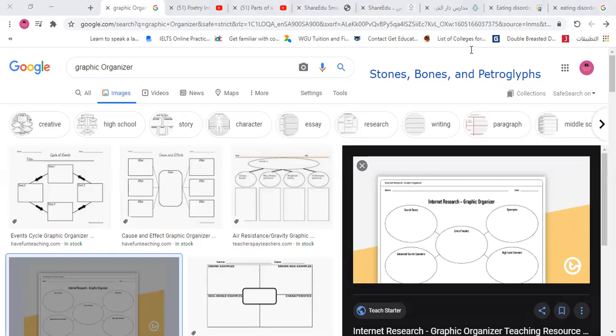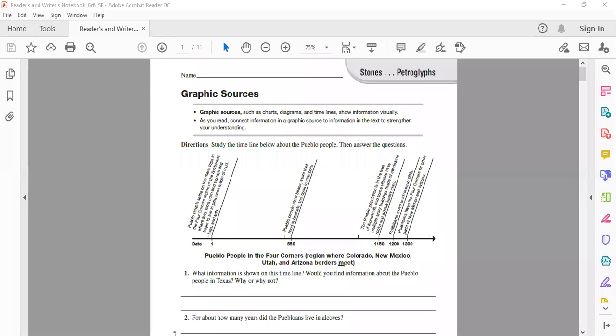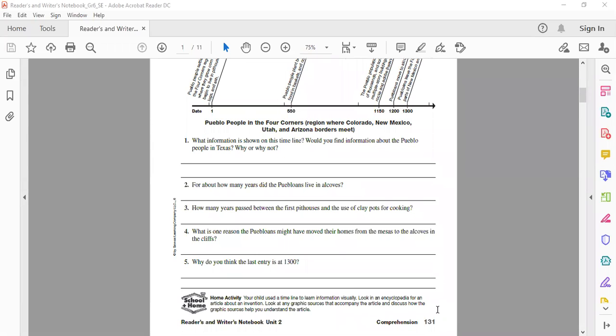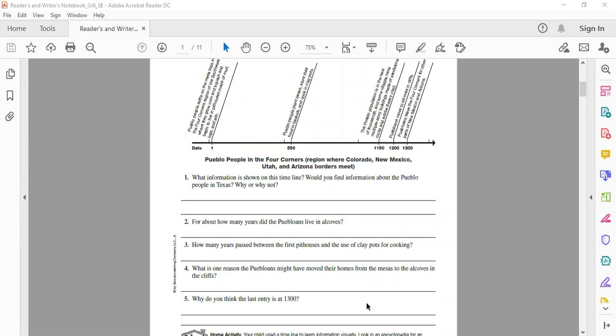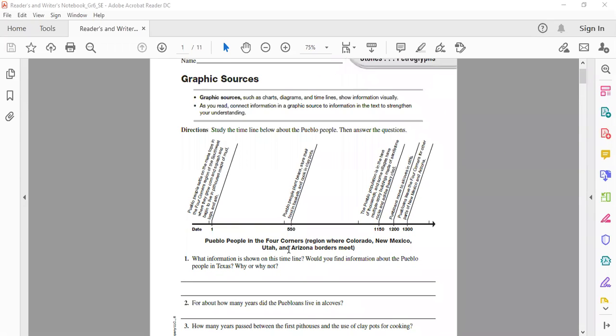Okay, I want you right now to open your books to page 131 and look at this page right here and this shape. Can you see it with me? Yeah, 131, this is the page. Okay, this shape right here is a graphic organizer also, but it doesn't have circles or anything. It's a timeline. In this timeline, I write the years, the times, that I want to express some information about history.